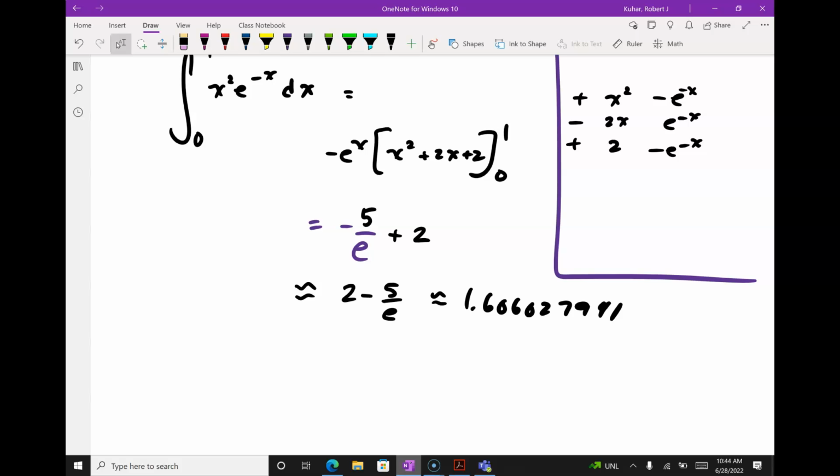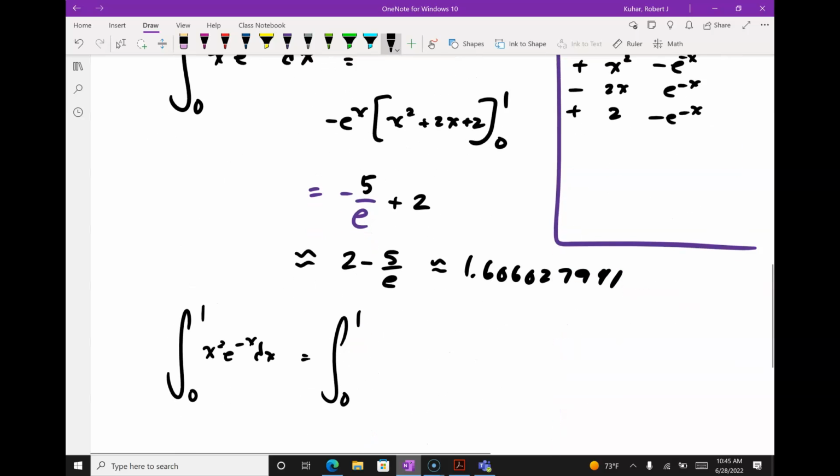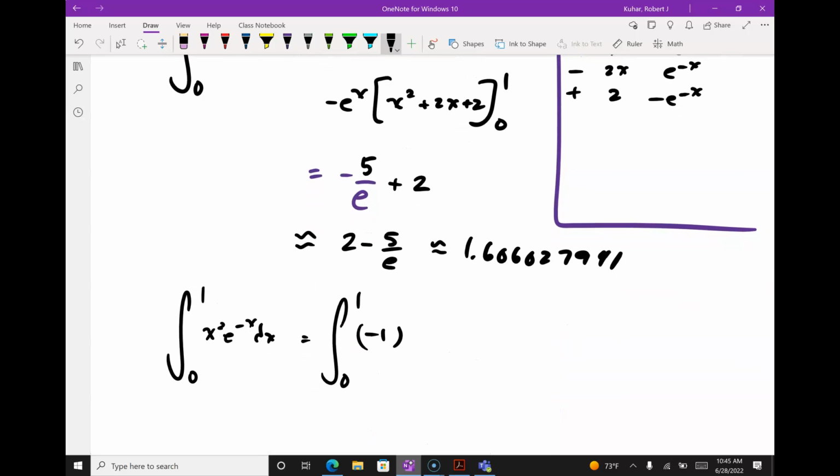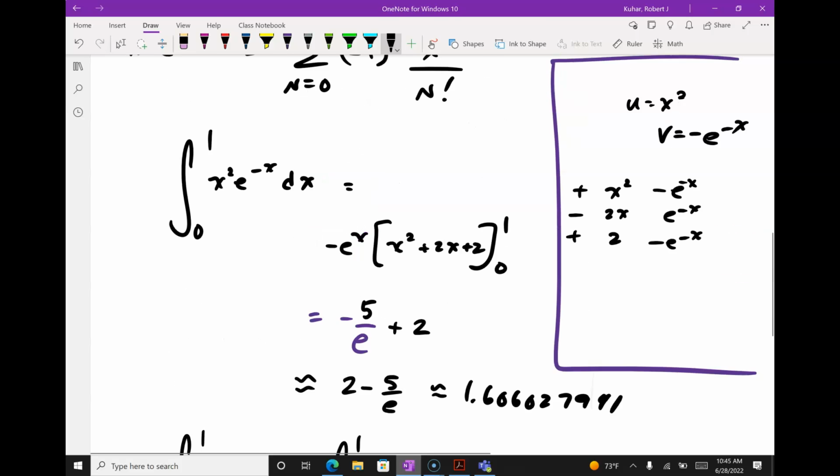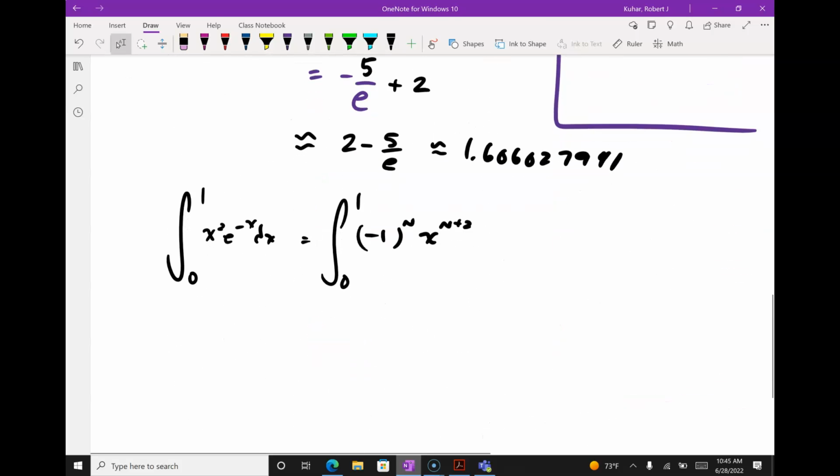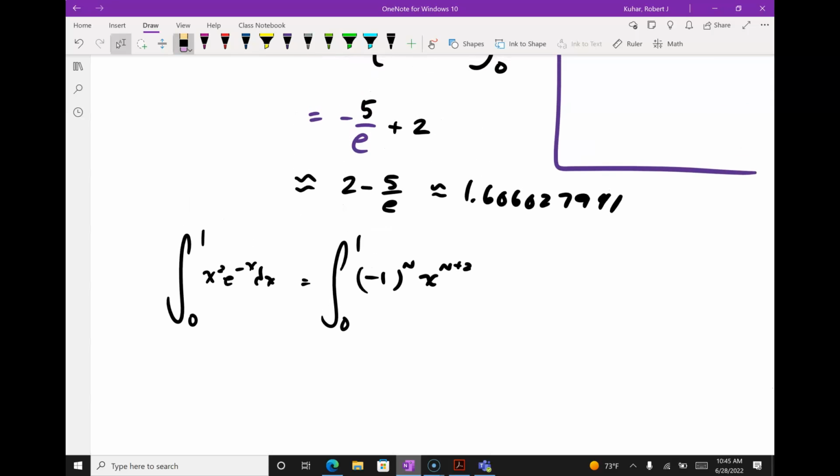Nice. So we want to see how good our series does with 6 terms, right? So we're integrating from 0 to 1 of x squared e to the minus x dx, which is the integral from 0 to 1. I forget already. Don't tell me. Yep. Negative 1 to the n, x to the n plus 2, all over n factorial.